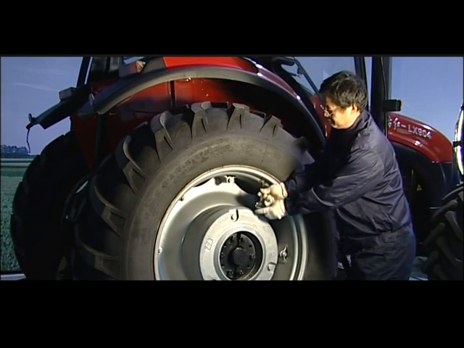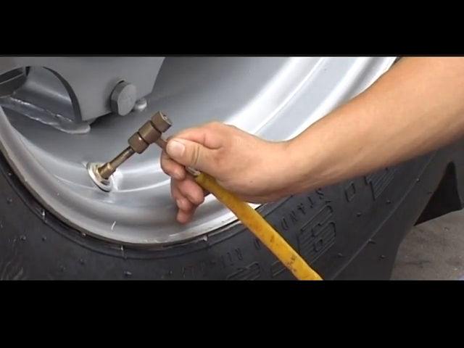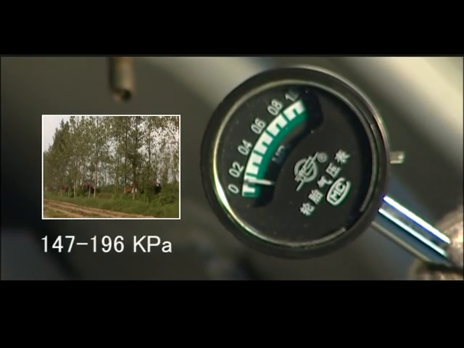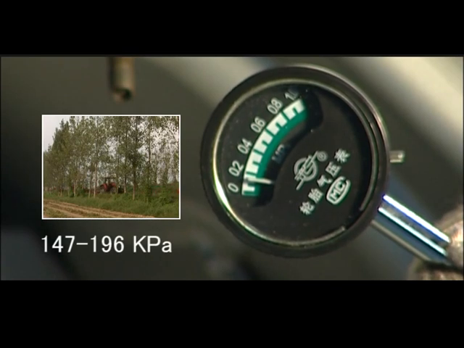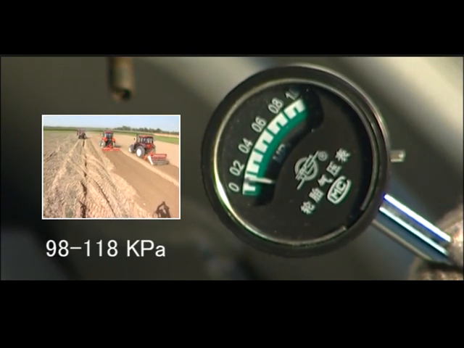Check the air pressure both front and rear tires. Charge as specified when lacking air. The tire pressure during transport shall be 147 to 196 kPa. The pressure at cultivation is about 98 to 118 kPa.